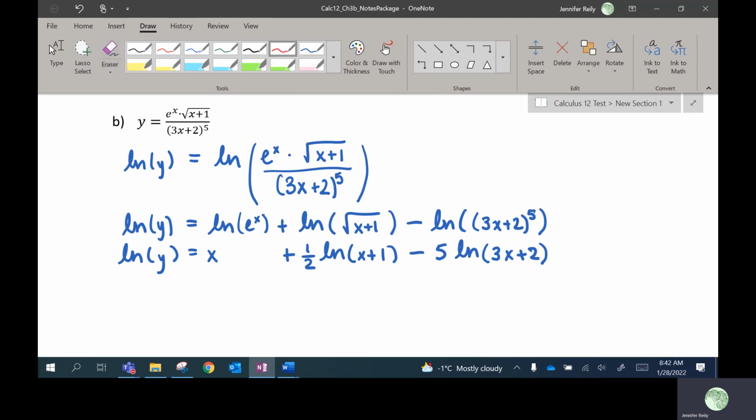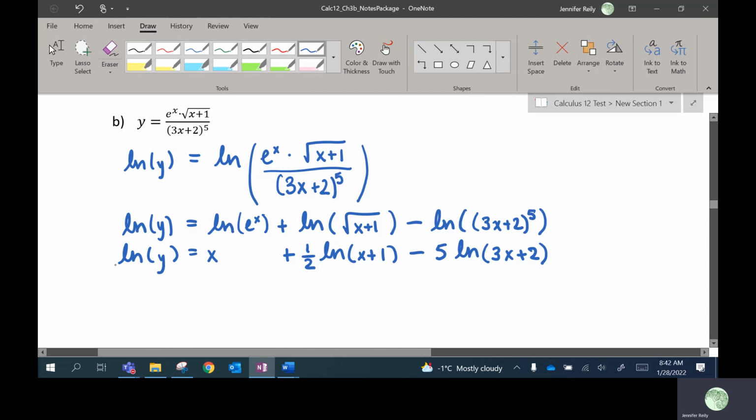Okay, now I'm ready to take the derivative of both sides. So on the left side, remember, we're using implicit differentiation. We're taking the derivative with respect to x. So this is technically a chain rule that I need to do. So the derivative of ln is 1 over y, and then I need the derivative of y. So I'll just write y prime. Derivative of x is 1. Here we have a constant in front, so we'll ignore that for now. And then the derivative of ln of x plus 1, we've done that one before, would just be 1 over x plus 1 times 1.